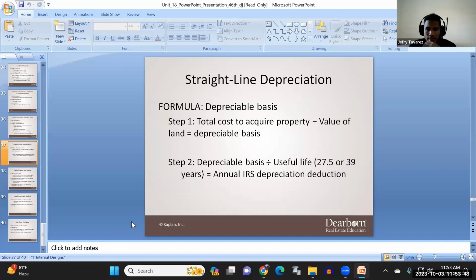Okay? Got it. If it was a residential condominium unit with the same numbers, you would divide by 27 and a half instead of 39, right? That's the only difference. Yep. So that's how that looks.